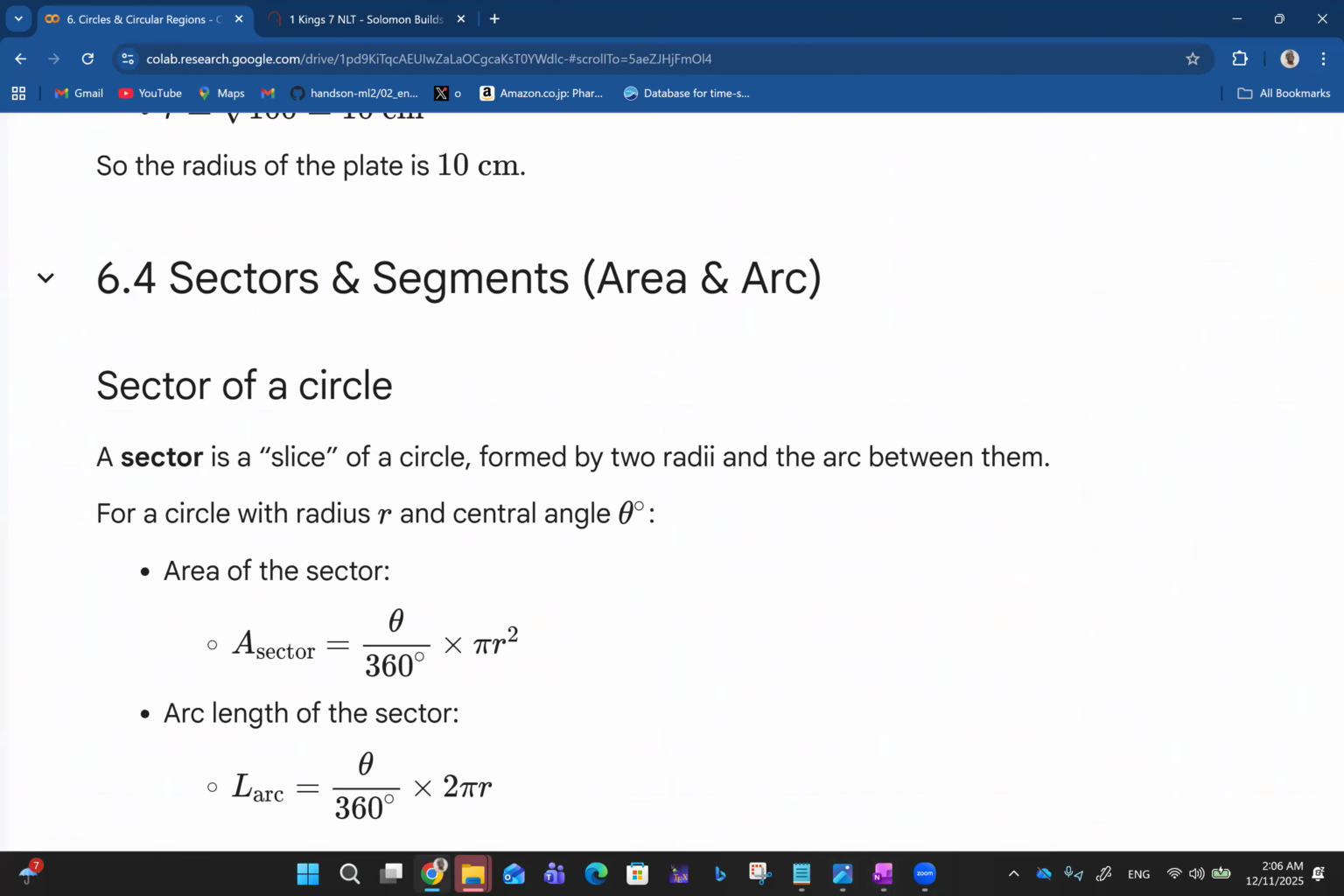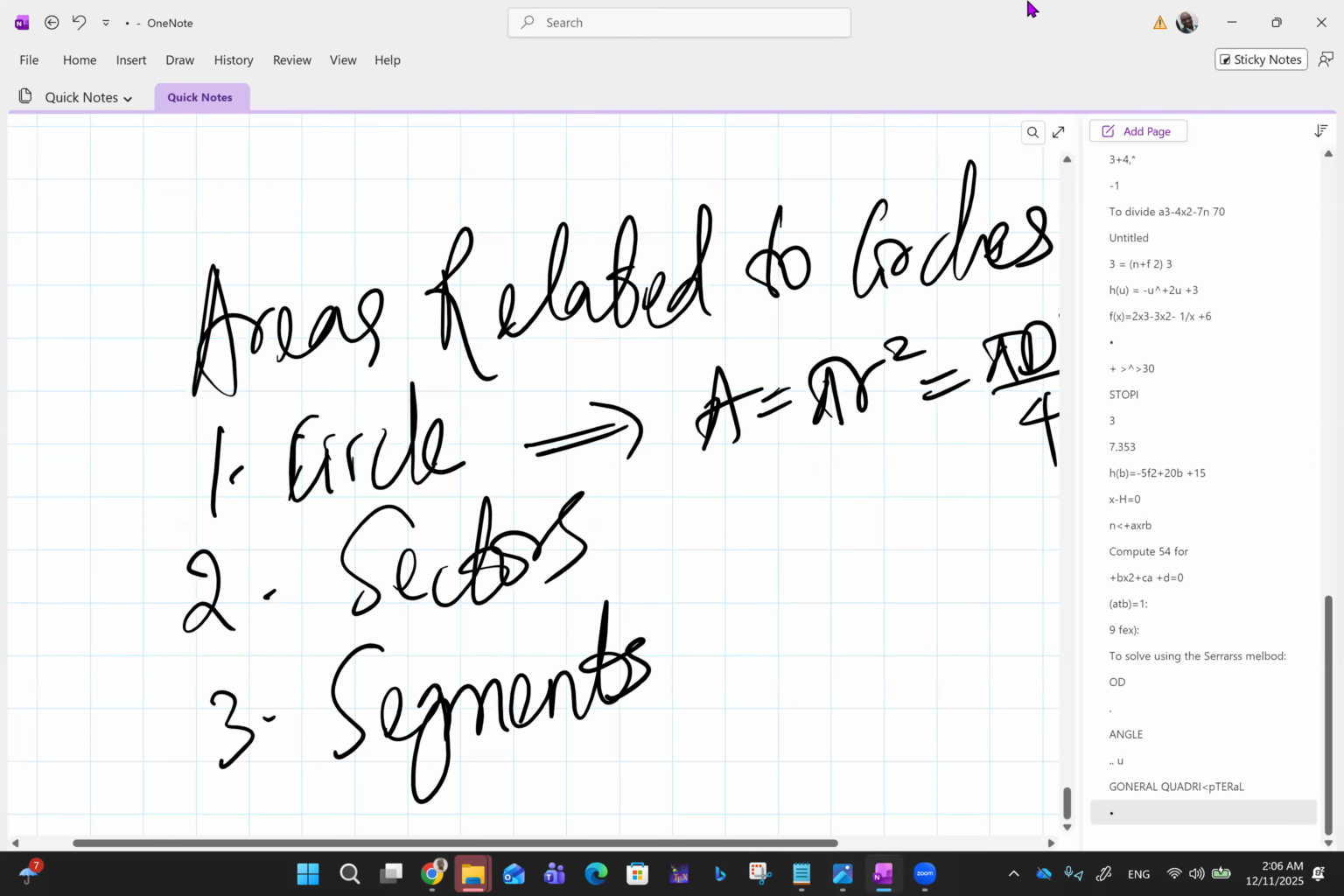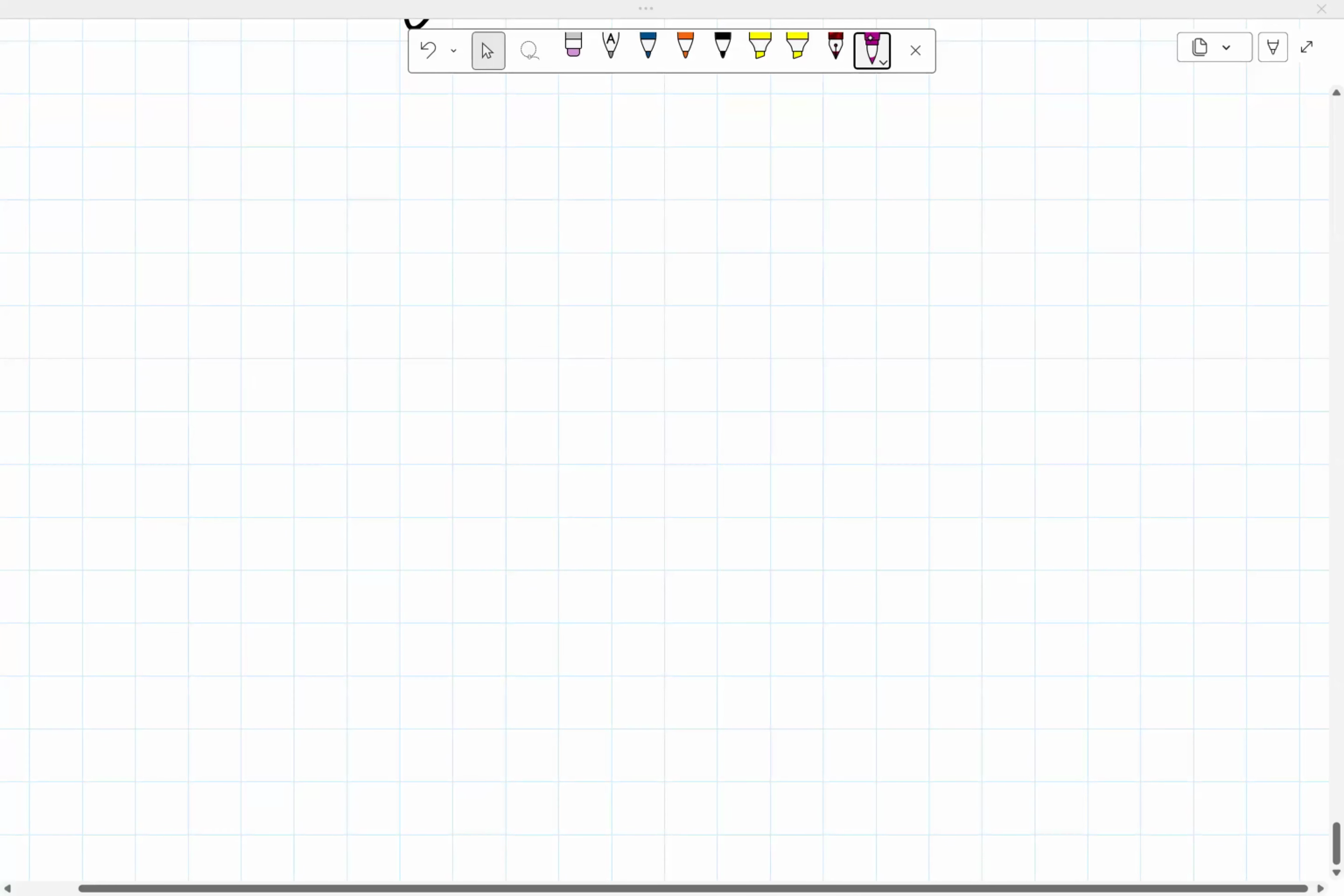So first of all, sector of a circle. A sector is a slice of a circle formed by two radii and the arc between them. So for a circle with radius r and central angle theta, let's see it so you can know what exactly we're talking about. The other time we talked about arc, so it is the same logic: an arc is a slice of the circumference, while a sector is a slice of the area of a circle.